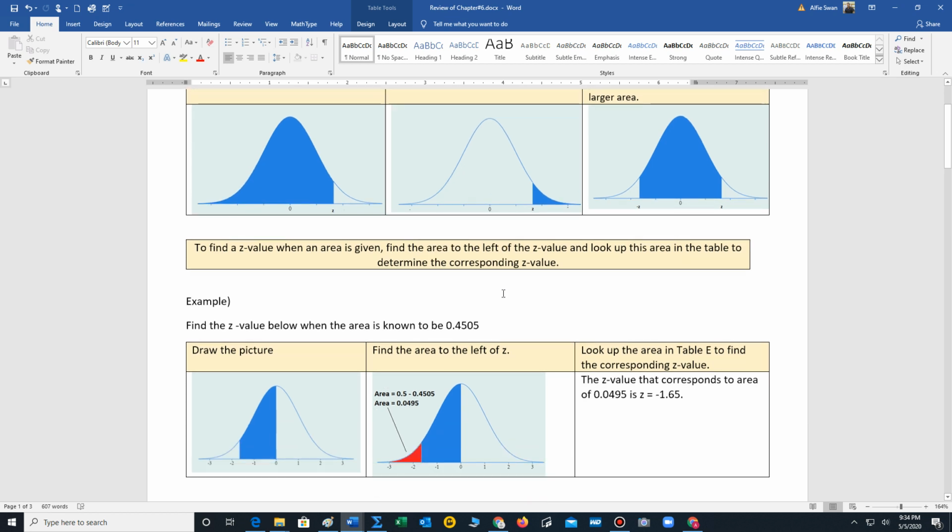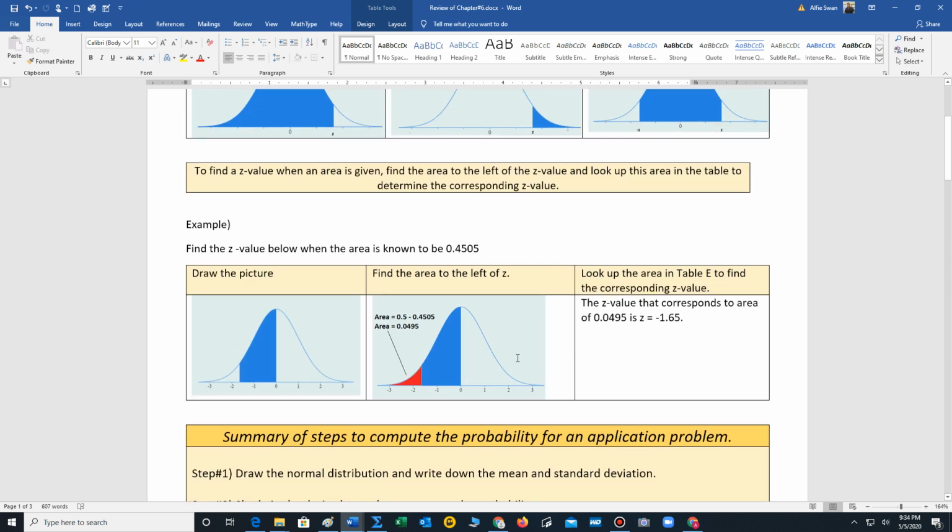And sometimes they have us reverse the process, so to find a z-value when we're provided with a given area, what we have to do is get the area all the way to the left and then use that area to look up the z-value. So for example, let's say that we were provided this problem here. We want to see the z-value that corresponds to this given area. It's between the z-value and 0, and they tell us that the area is 0.4505.